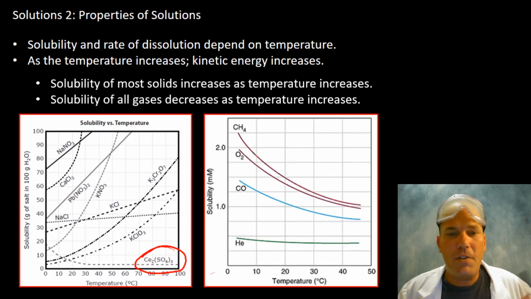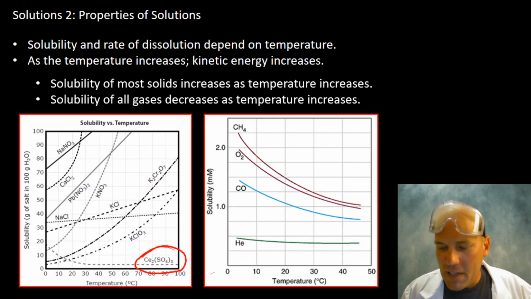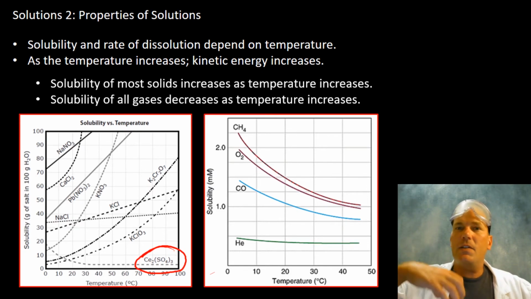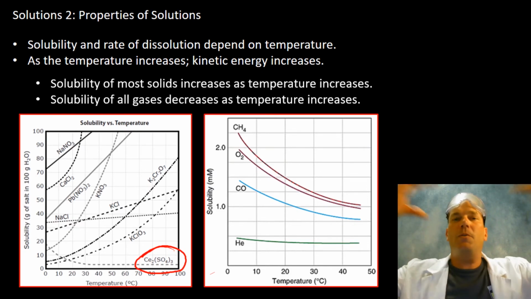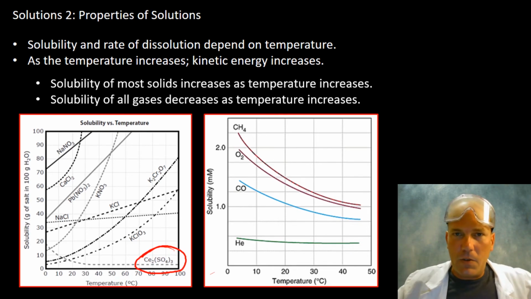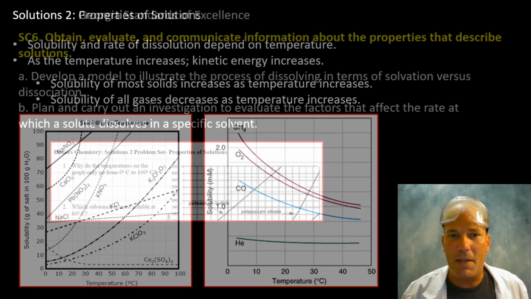And here's a graph showing 4 different gases, and you can see as temperature increases, solubility is decreasing because the kinetic energy increases, the molecules move faster, and they're able to essentially escape from that solvent and go into the atmosphere, the environment, the vessel, whatever they happen to be in.